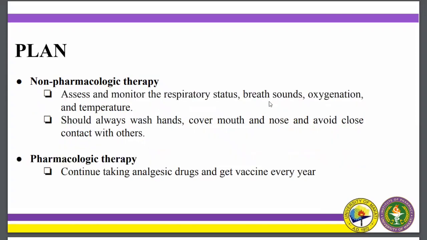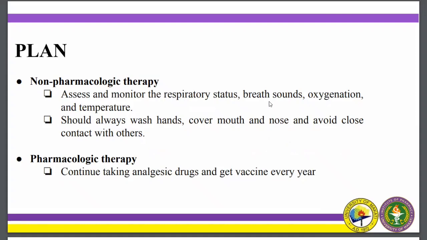Next is we need to assess and monitor the respiratory status, breath sounds, oxygenation, and temperature. Siyempre, kailangan pa rin natin yung i-monitor yung kanyang paghinga, yung oxygen level niya, yung temperature niya.